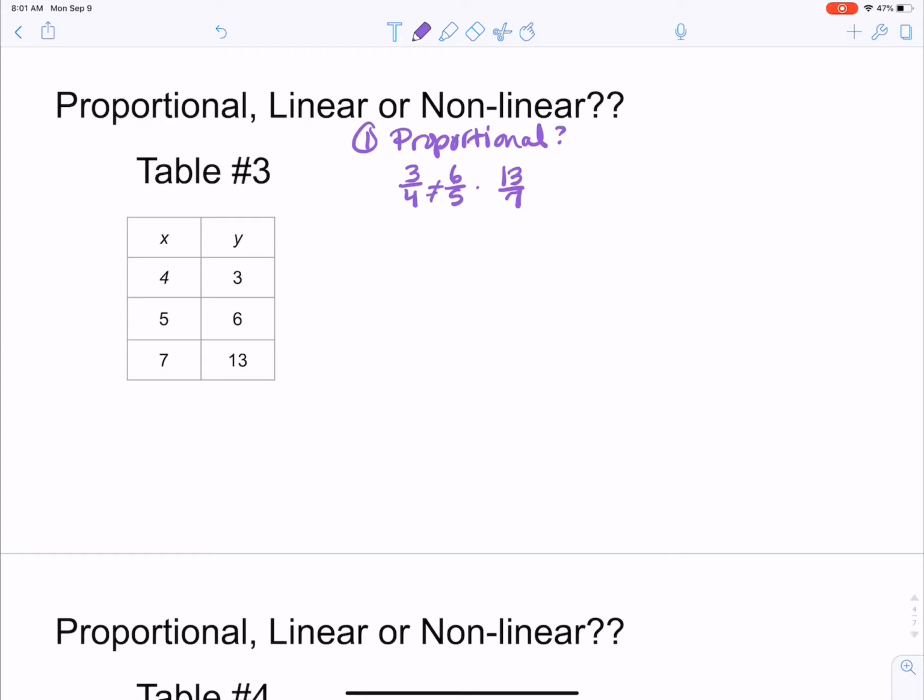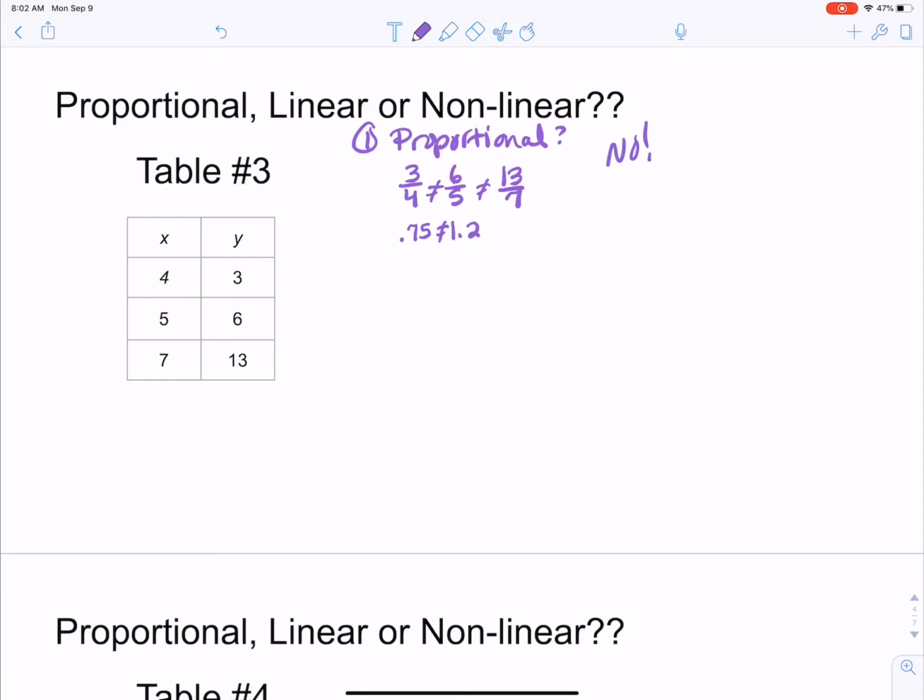But if we really wanted to, we could say 3/4 is 0.75. 6/5 would be 6 divided by 5. That is 1.2. They are not equal. It doesn't matter if 13/7 is equal or not. They're not all three the same, so it's not proportional, right?